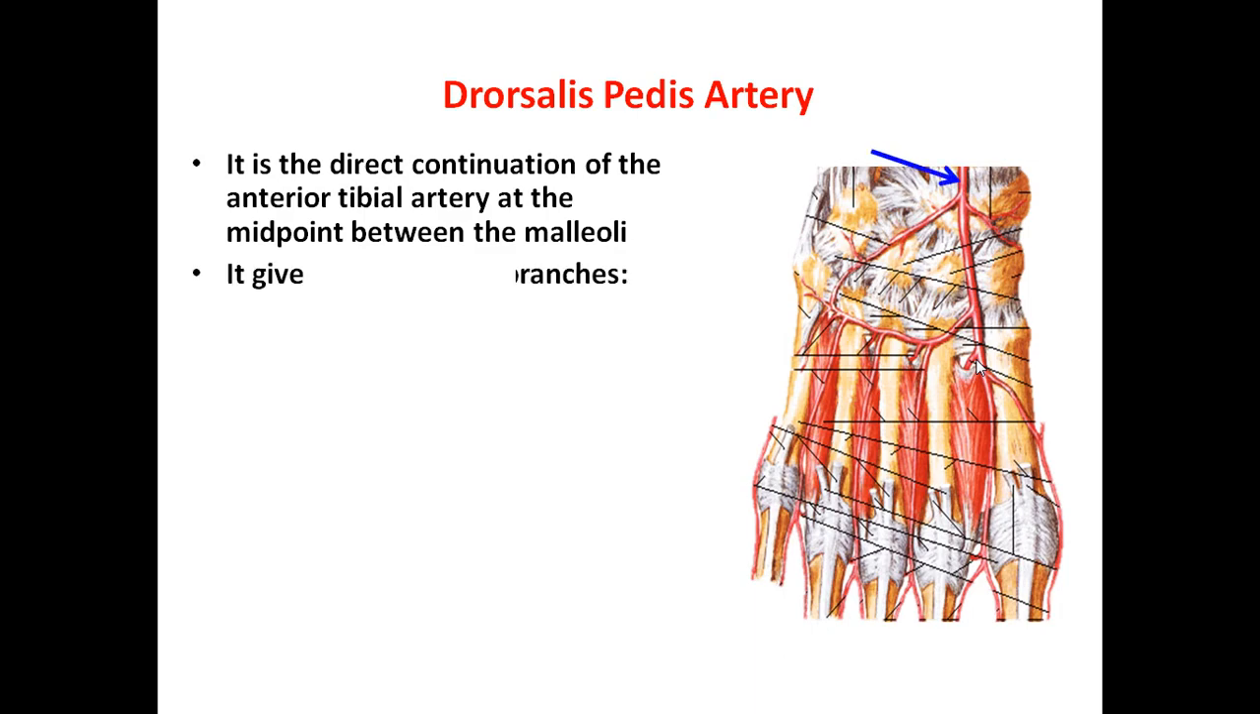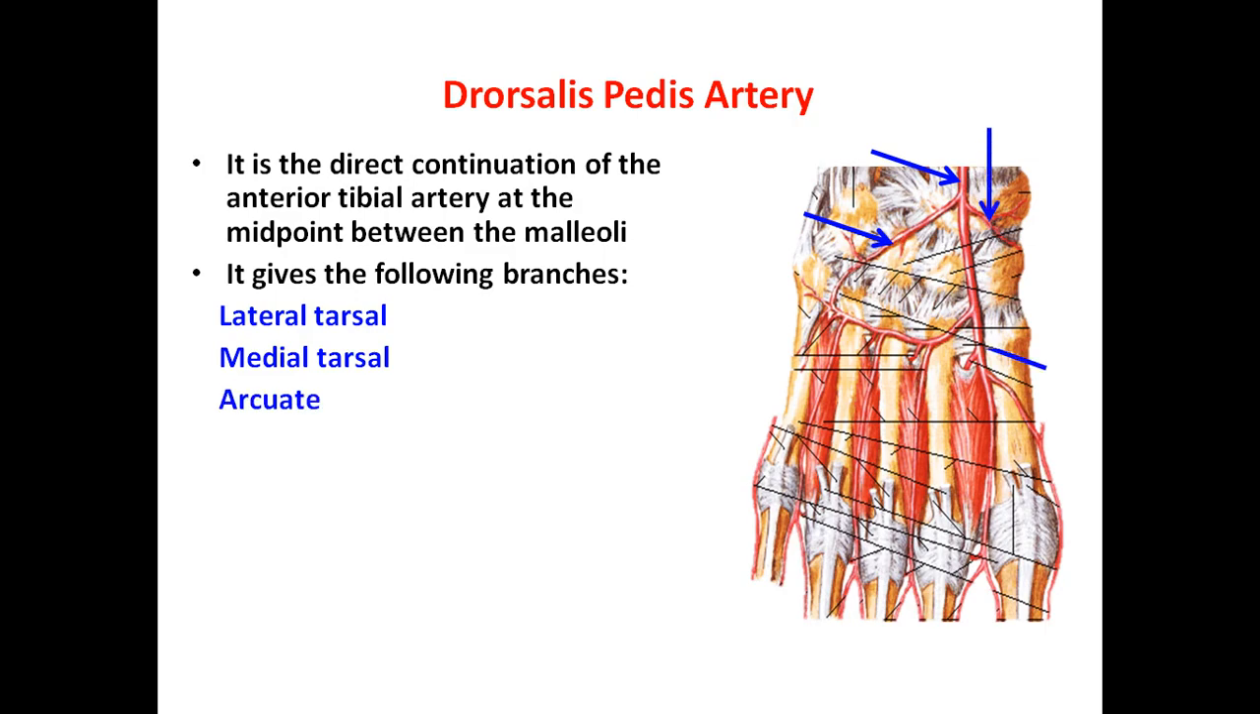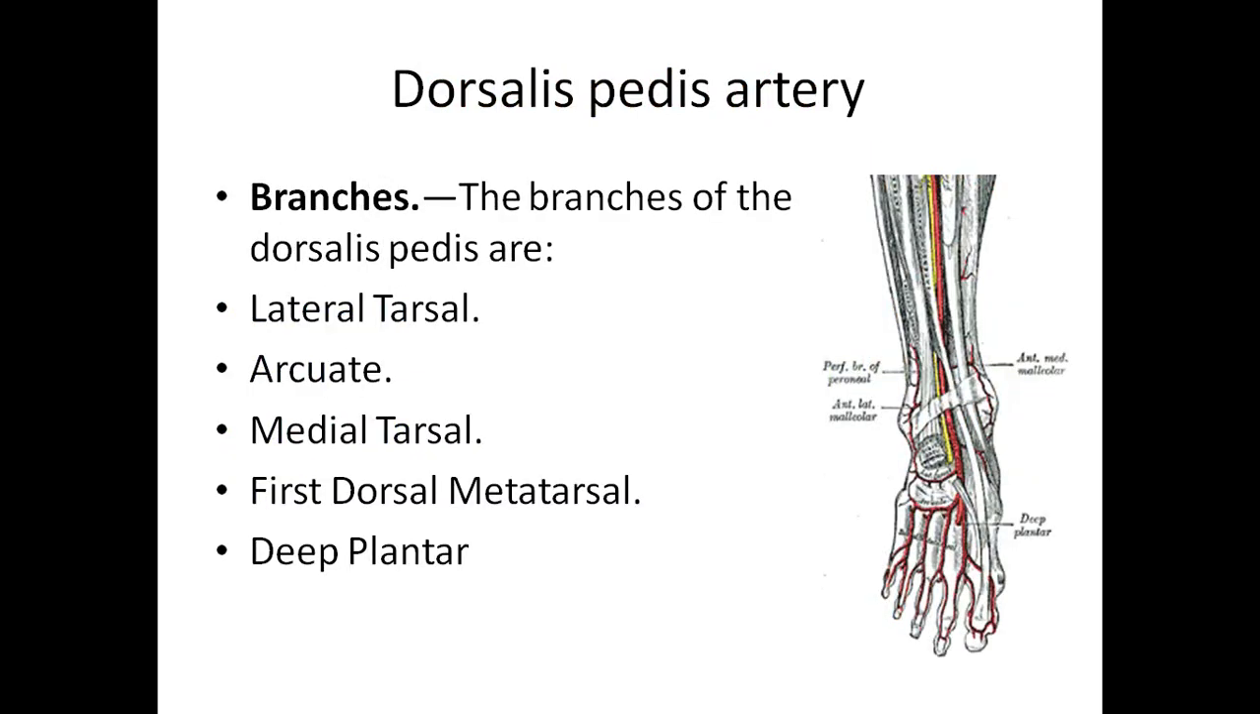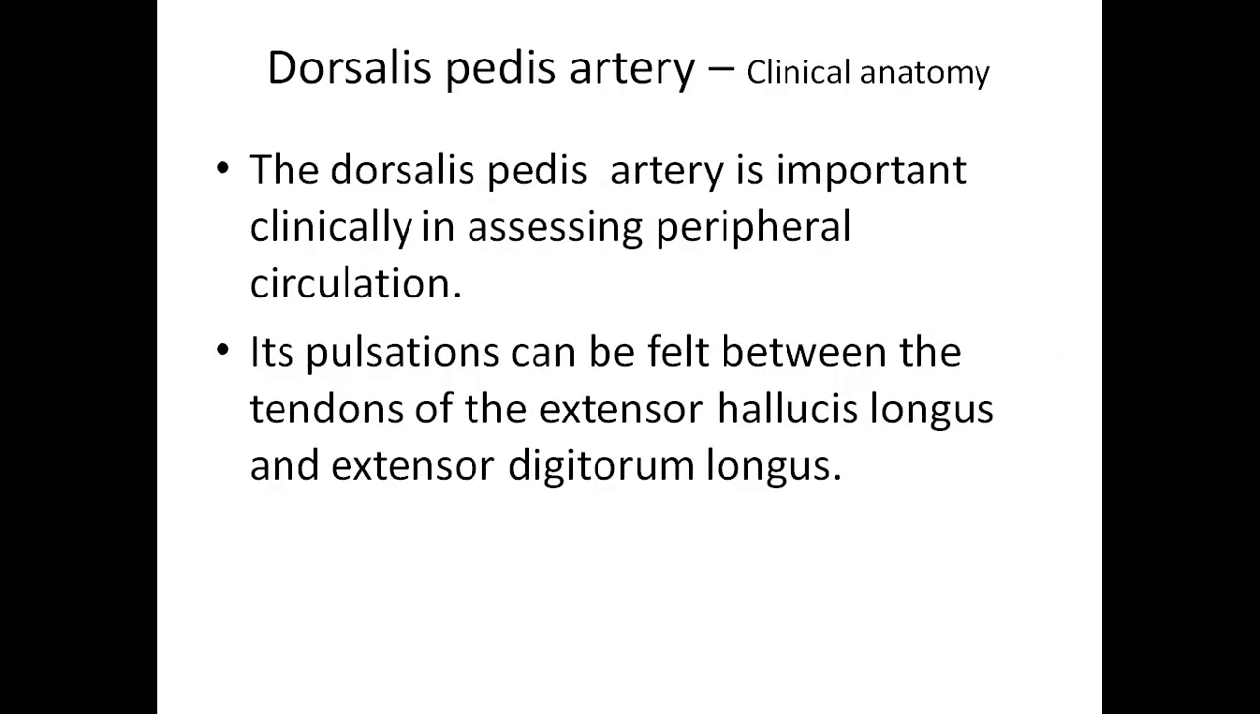It's continuation of anterior tibial midway between the two malleoli. Lateral tarsal, medial tarsal for the tarsal bones. Arcuate artery. First dorsal metatarsal and first perforator artery. To summarize, dorsalis pedis gives lateral and medial tarsal branches, arcuate artery, first dorsal metatarsal and first perforator artery.